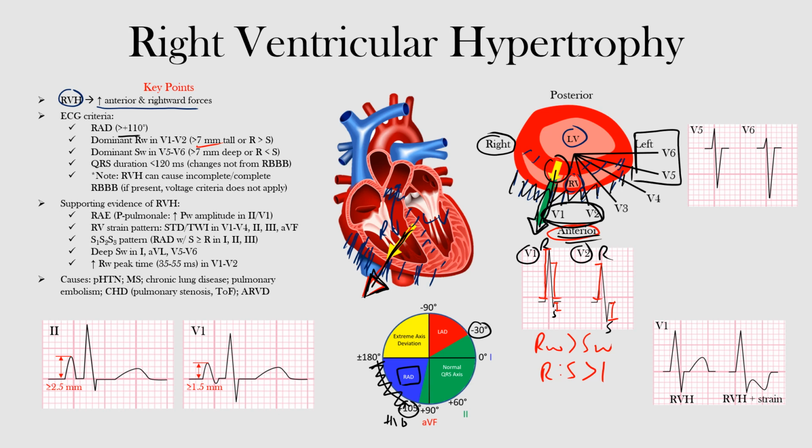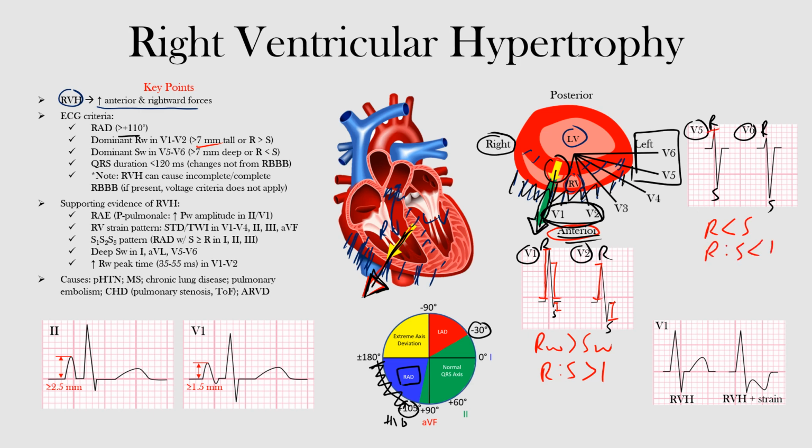So because they're moving away from our left side, we're going to see greater negative forces or greater S waves. Okay, this is again our R wave and S wave. Here's our R wave and S wave. Notice in this case, in V5 and V6, our R wave is less than our S wave in amplitude. In such cases, we call this an R to S ratio that's less than 1.